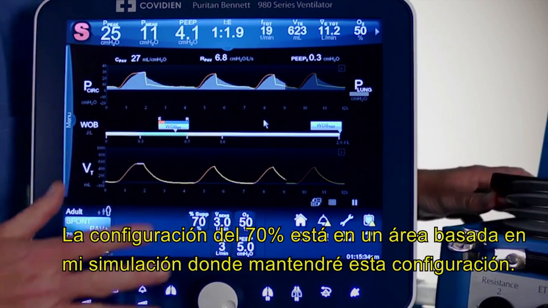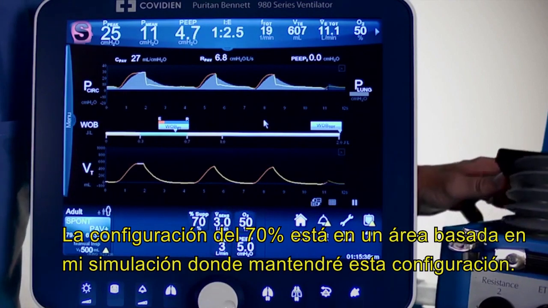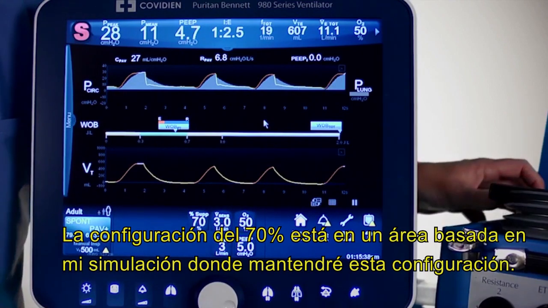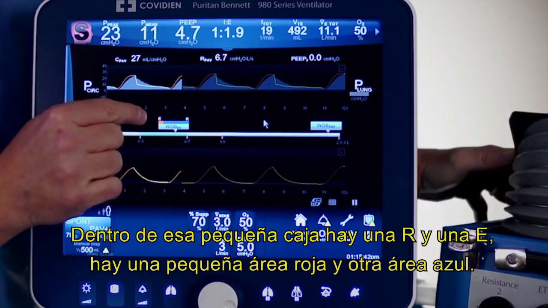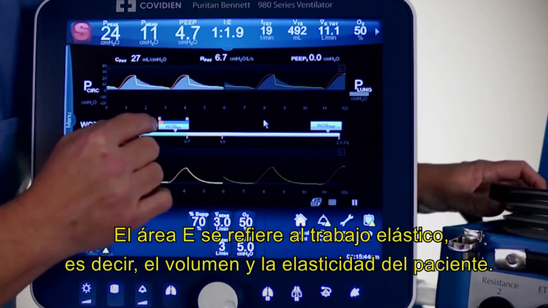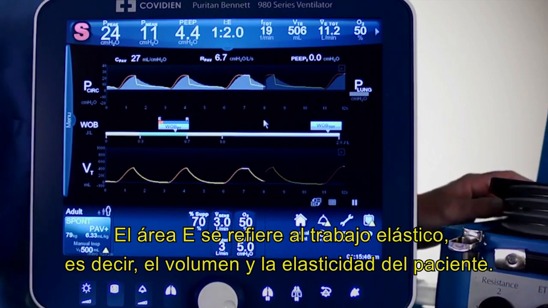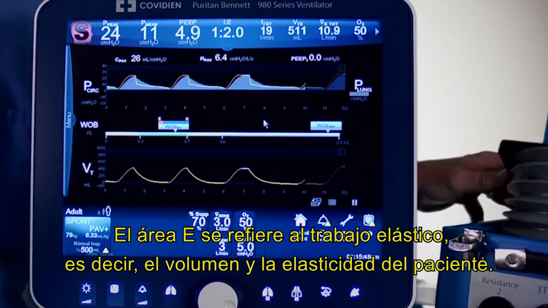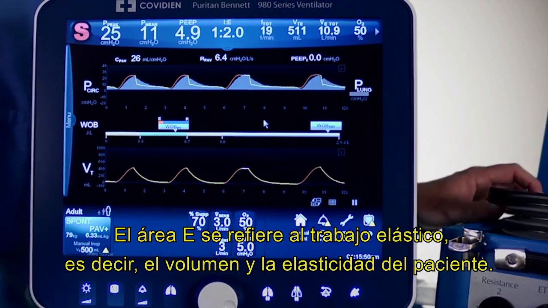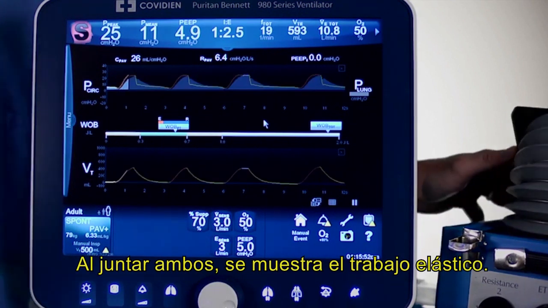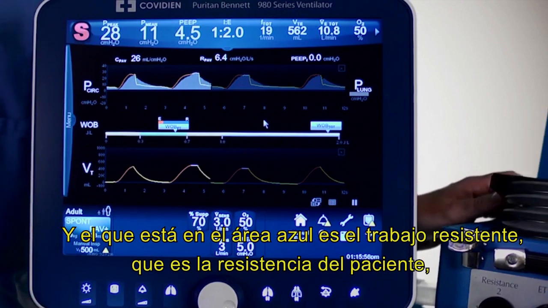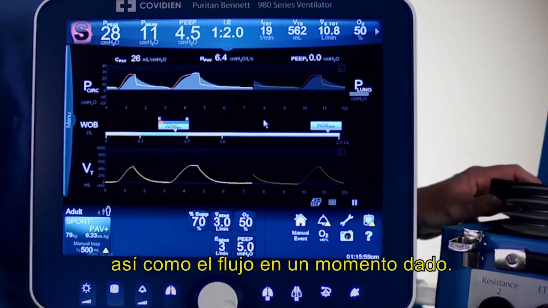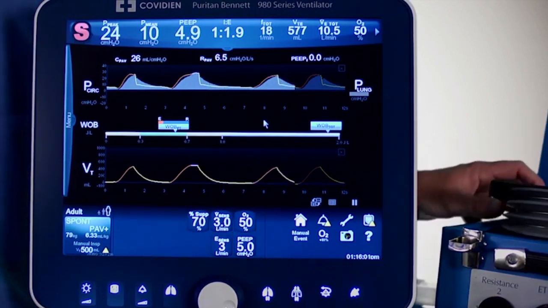This seems to be an area based upon my simulation where I'll probably keep this setting. Inside that little box there is an R and an E, a little red area and a blue area. The E area is really talking about elastic work, which is really talking about the volume and the elasticness of the patient. Putting those both together comes up with elastic work. And the one in the blue area is the resistant work, which is really the resistance of the patient as well as the flow at any given time.